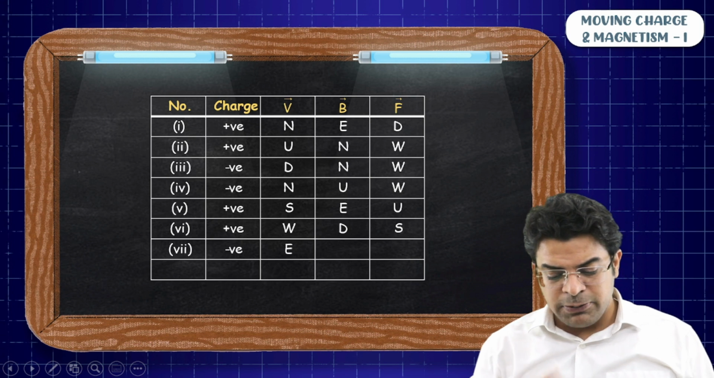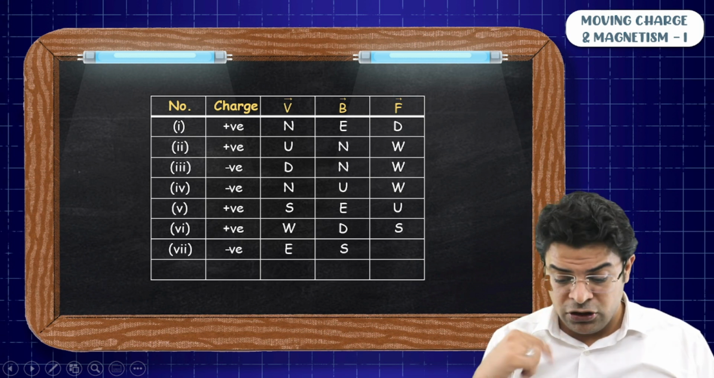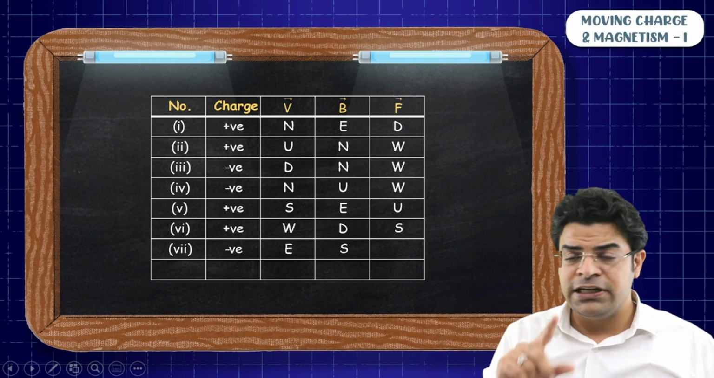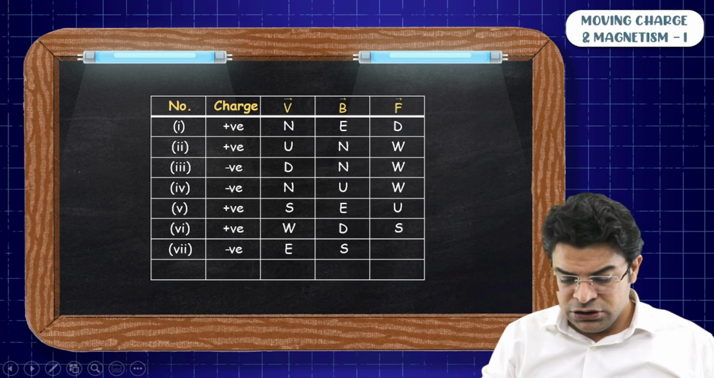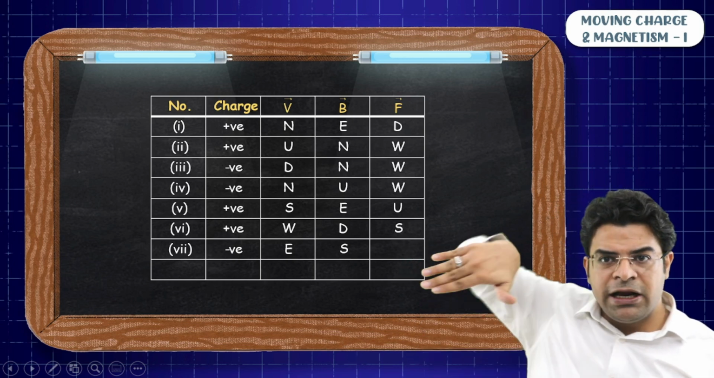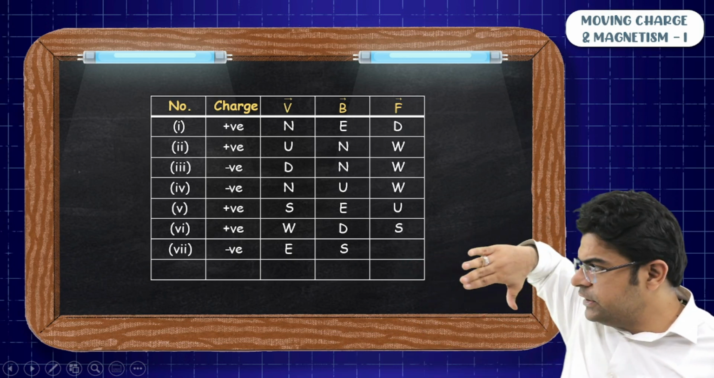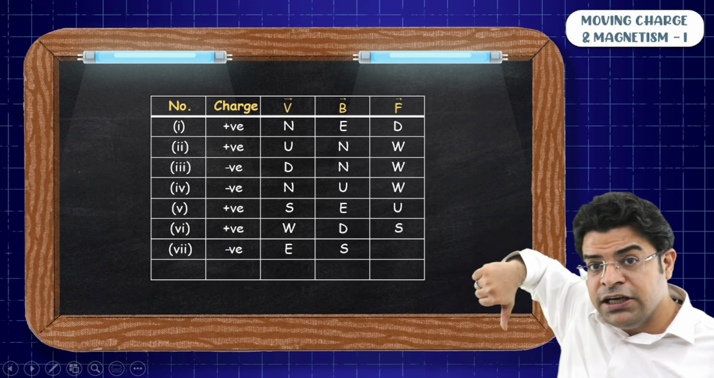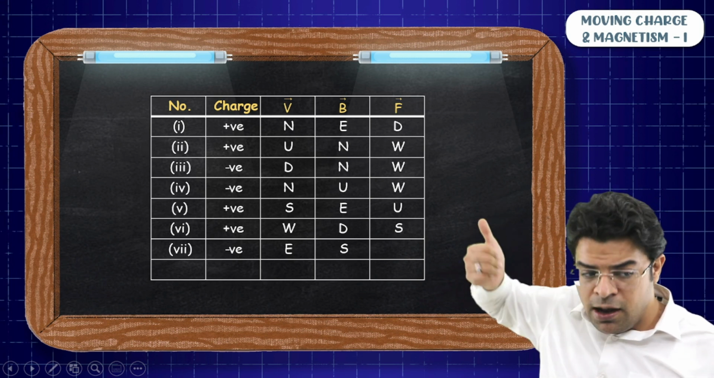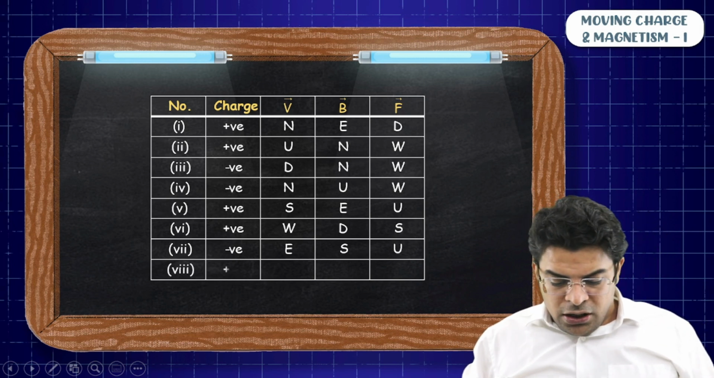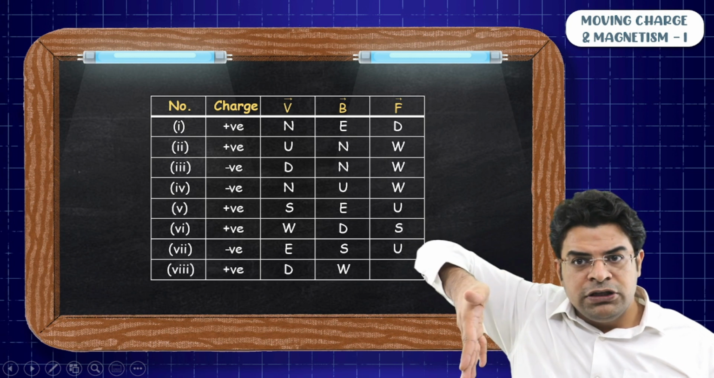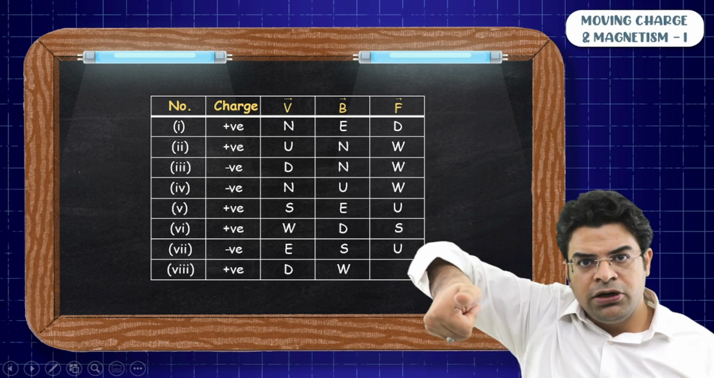Next, the charged particle is negative, the velocity is towards east and the magnetic field towards south. So the charged particle is negative, so I have to flip in the end. East cross south gives me down, but since the charged particle is negative, I will flip it and I will get upwards. Next, the charged particle is positive, the velocity is downward and magnetic field towards west. So the direction comes out to be towards north.